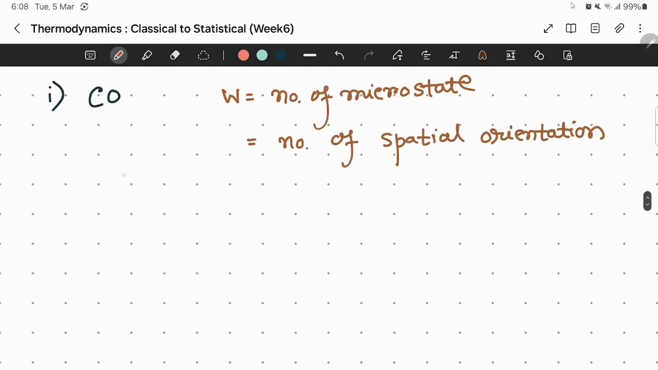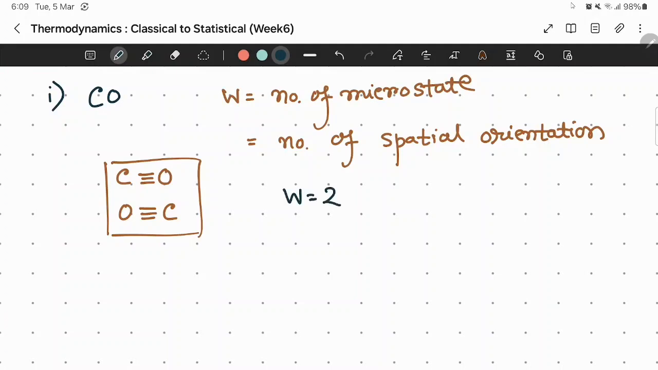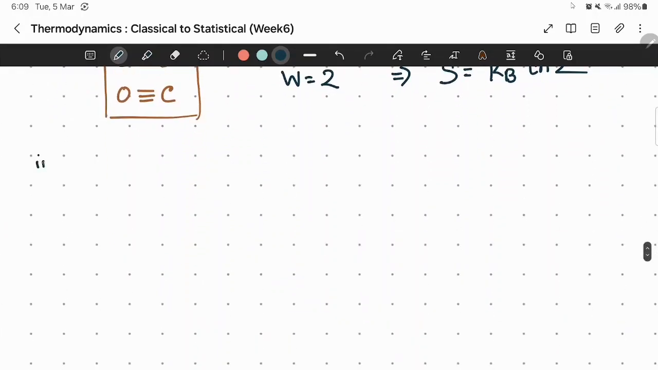Now for CO, carbon monoxide, this orientation is there, and also another orientation. Molecules can be oriented in that way or the other one. So two orientations are possible here, and that's why W will be 2. So the entropy will be Kb ln 2. Just like that, you have to solve this type of question: you just have to find the number of orientations.